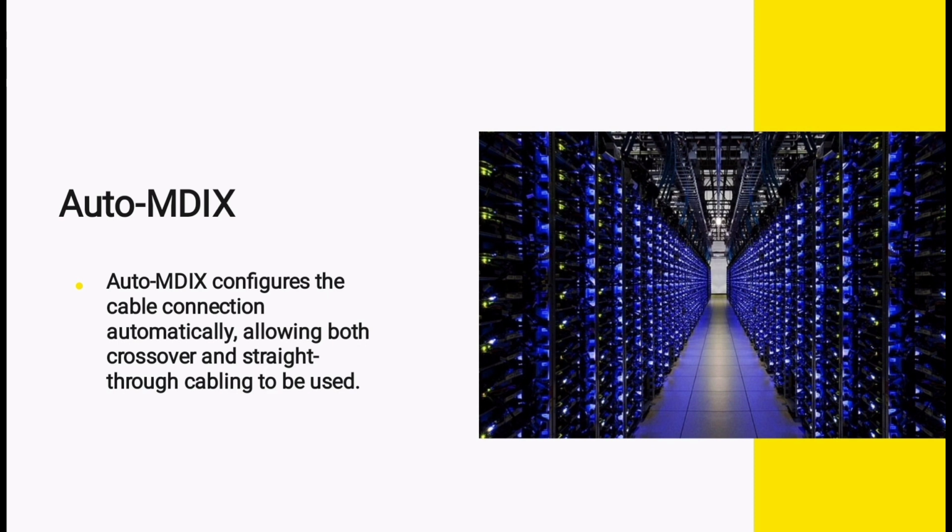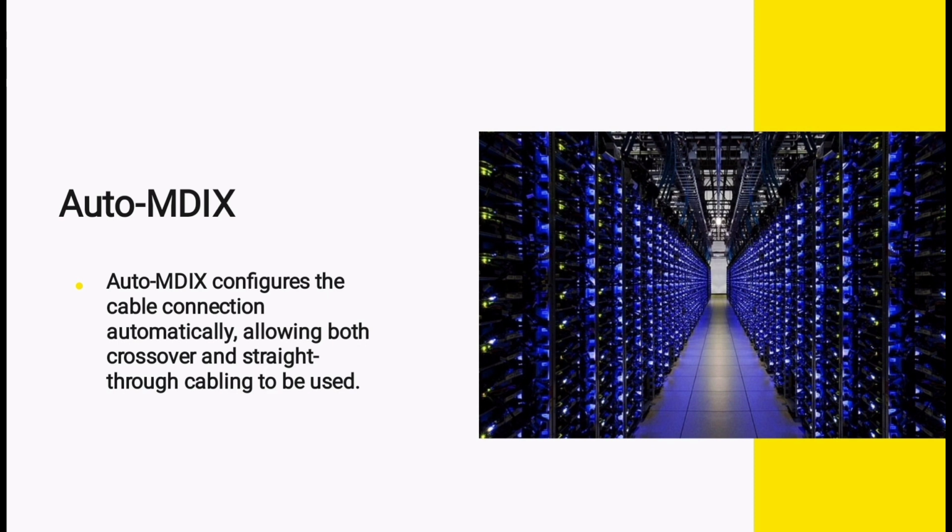When Auto-MDIX is enabled on a device, it will automatically detect the type of Ethernet cable being used and configure the wiring configuration accordingly. This means that a straight-through cable can be used to connect devices directly to each other, without the need for a crossover cable, and vice versa.